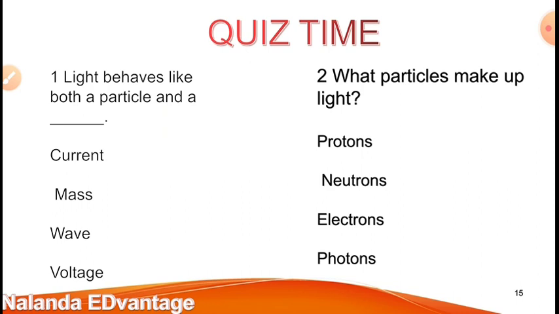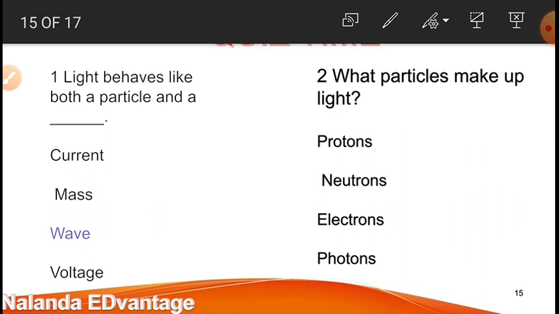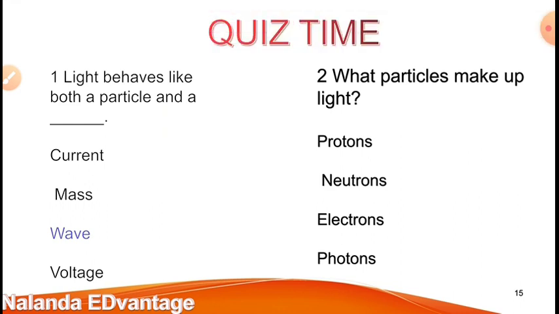First question is, light behaves like both a particle and a: current, mass, wave or voltage? Let's see, the correct answer is wave. So light behaves both like a particle and a wave. Question number 2. What particles make up light? Is it protons, neutrons, electrons or photons? Let's quickly see what the correct answer is. And yes, you guessed it correctly. Light is made up of photons.